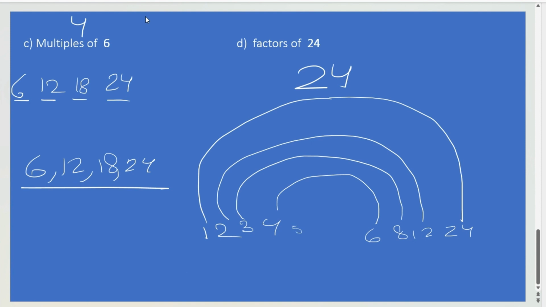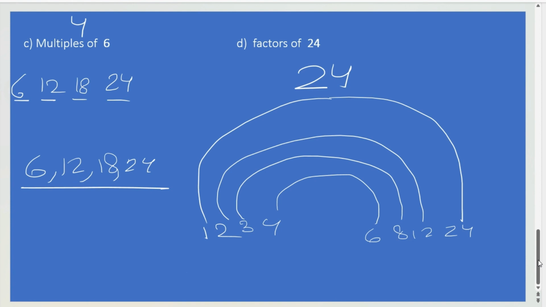Then, can there be a 5? Nope. Can there be a 6? Nope. It's already here. So, 5 and 6 out. And so this is just going to be our answer.